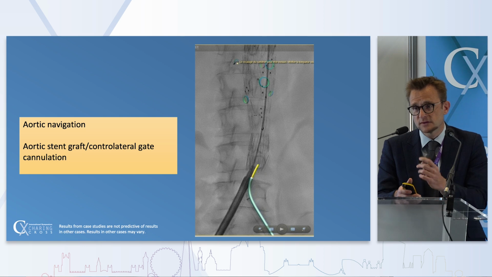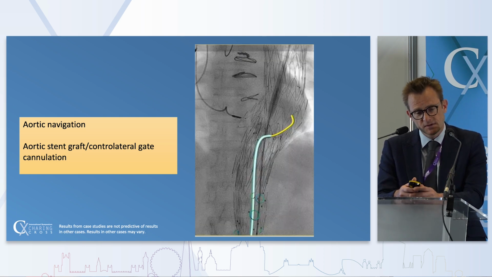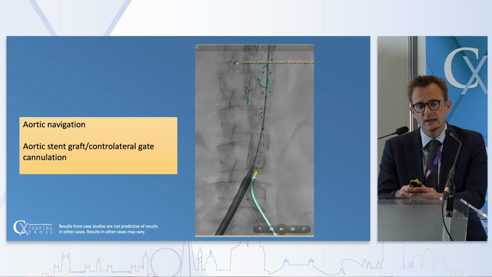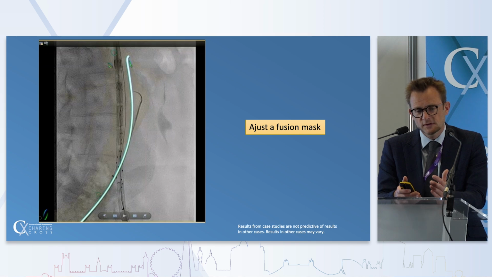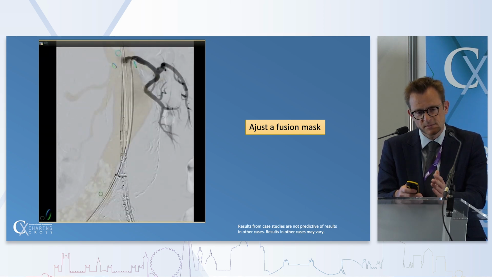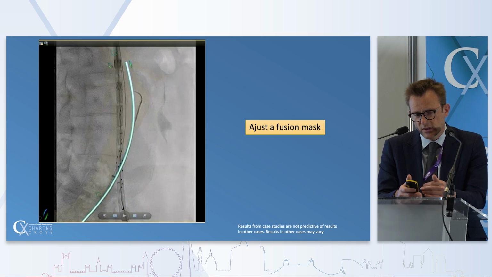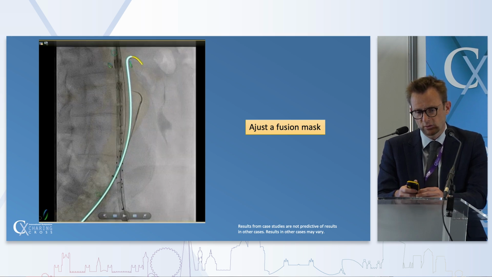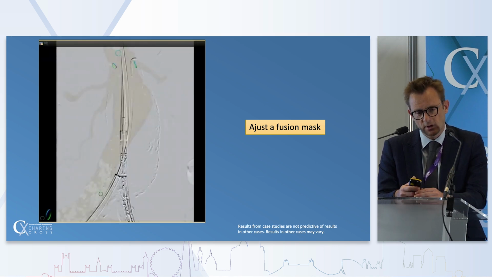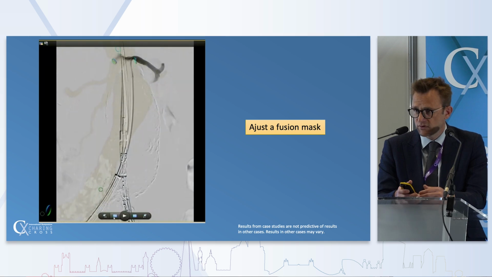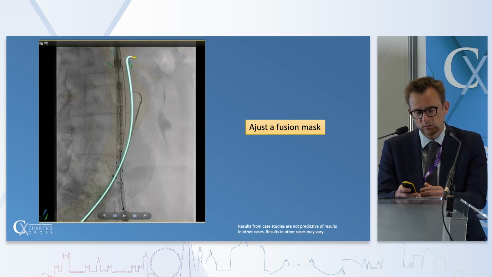Of course, you can use navigation for very basic steps of the aortic procedure, such as aortic navigation, aortic stent graft navigation, or the cannulation of a contralateral gate. You can also use this technology to adjust the position of a fusion mask. In that specific example, using the LumiGuide technology, we're able to cannulate the renal artery, as you can see here, and readjust the position of the mask without using any X-ray.